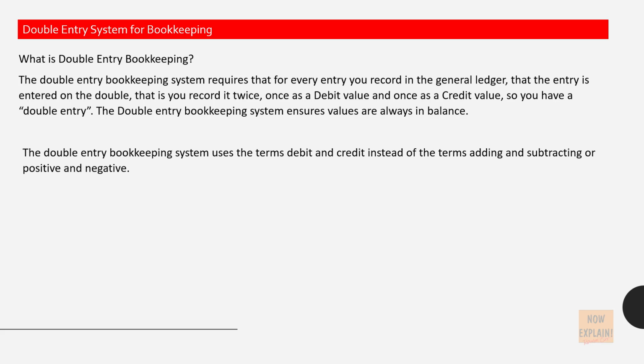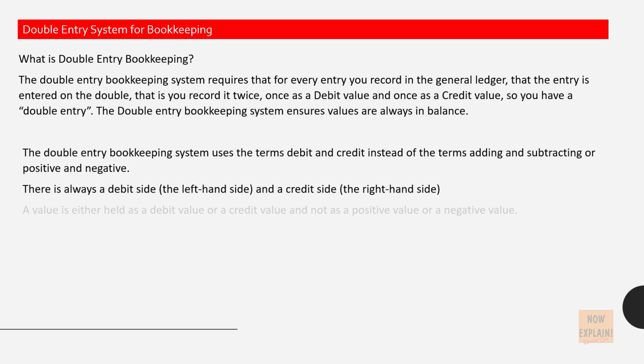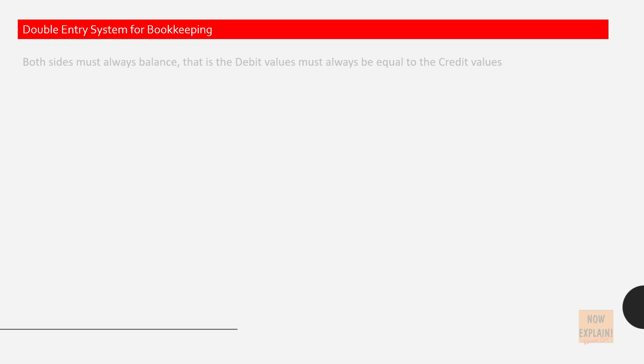The double entry bookkeeping system uses the terms debit and credit instead of the terms adding and subtracting or positive and negative. There is always a debit side, the left hand side, and a credit side, the right hand side. A value is either held as a debit value or a credit value and not as a positive value or a negative value. Both sides must always balance.